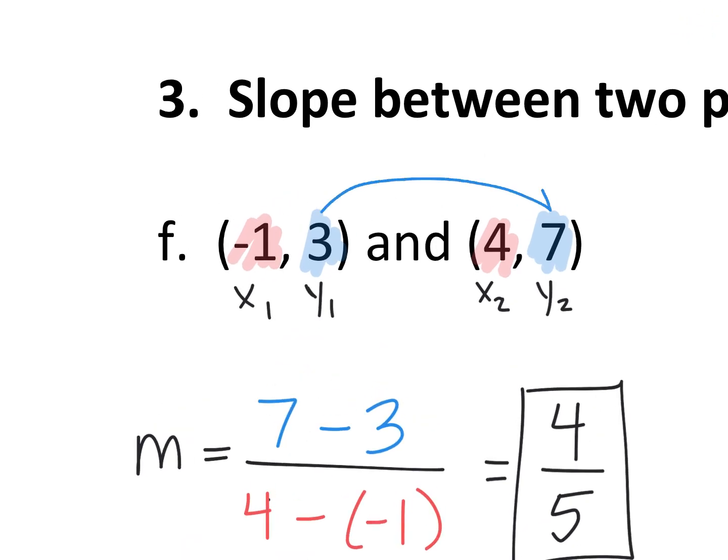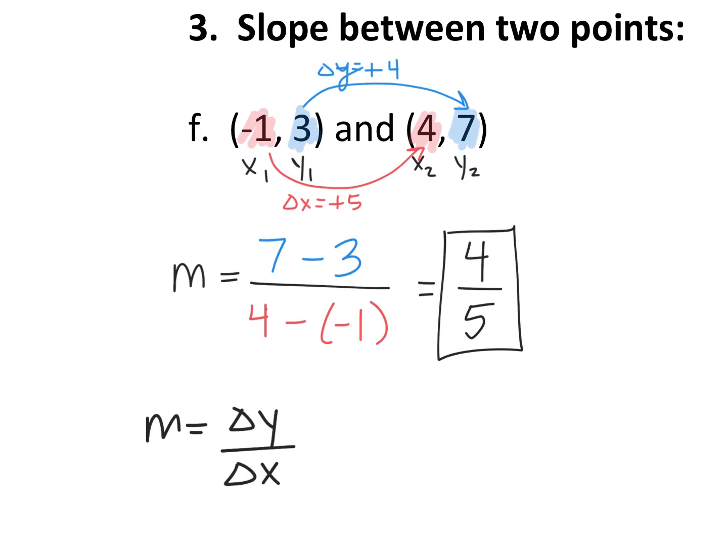So to go from 3 to 7, how do you go from 3 to 7? You add 4. Okay. And then how do you go from negative 1 to positive 4? You add 5. So this is your change in y, and this is your change in x. So then I can just put those in my equation. 4 over 5, same thing. So if you prefer to just find the change, that's fine. If you prefer to use a formula, that's fine.